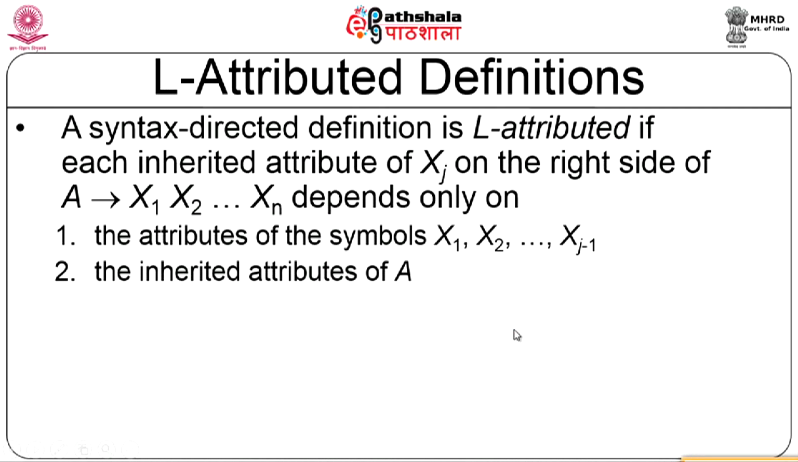There is one more called an L attributed definition, where a syntax directed definition is L attributed if each inherited attribute of Xj on the right side of A depends only on the attributes of the symbols X1 to Xj minus 1 and the inherited attributes of A. So if a particular Xj depends only upon its left side X1 to Xj minus 1, we will call that an L attributed definition.